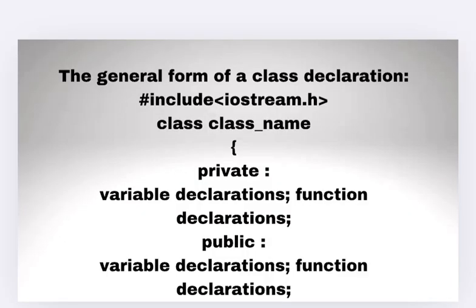Here is the general form of a class declaration. Hash include iostream, class name, function body opening, private variable declaration, function declaration, then the public variable declaration, function declaration.